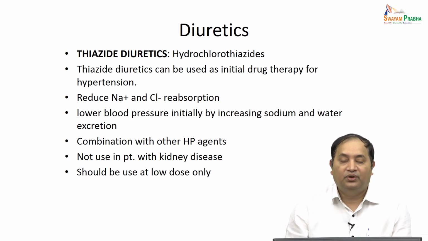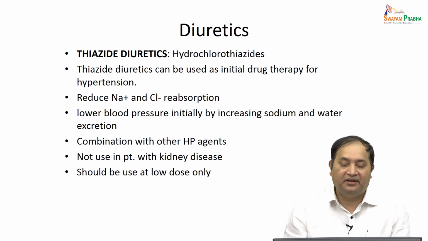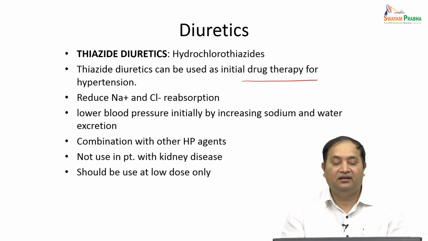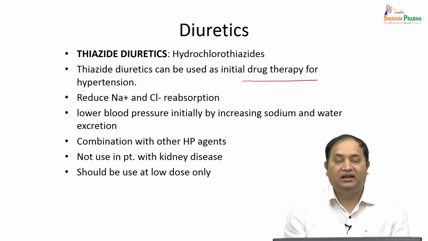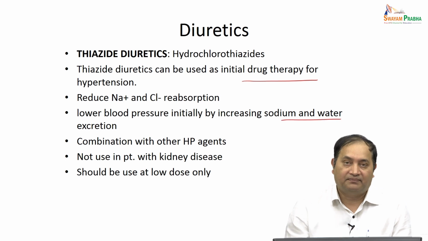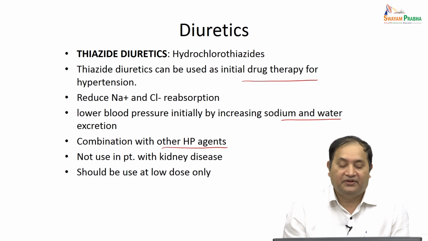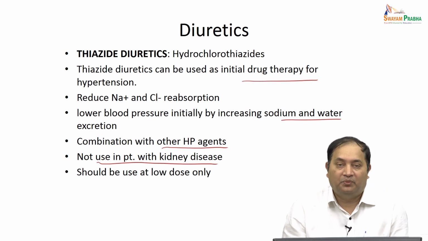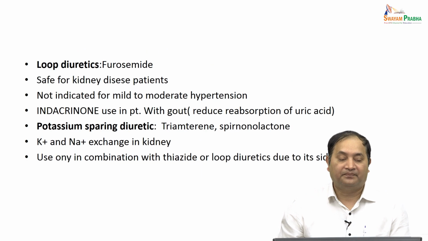In case of diuretics, we have thiazide diuretics, for example, hydrochlorothiazide, and these thiazide diuretics can be used as an initial therapy for hypertension. Now, why has it been selected? Because it reduces sodium and chloride reabsorption. So, it lowers the blood pressure initially, increasing the sodium and water excretion. This is also given in combination with other antihypertensive agents, but it is not preferred if the patient is suffering from kidney disease. So, initially it should be used at a low dose, then you increase the dose.